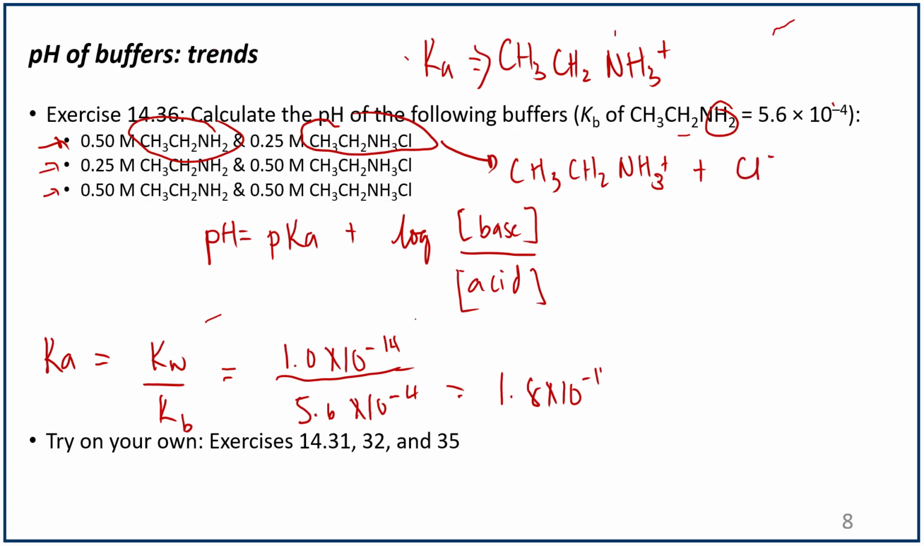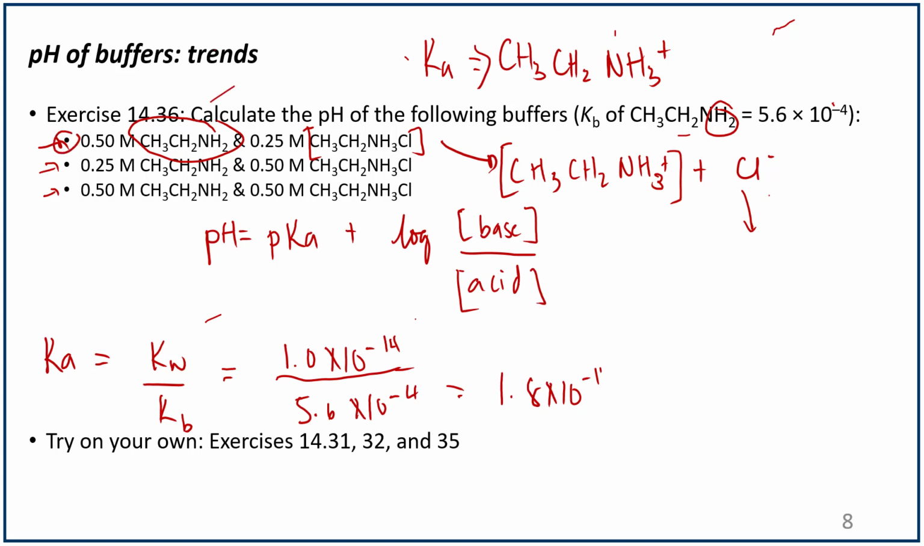Basically what this means is the concentration of ethyl ammonium chloride should be equal to the concentration of ethyl ammonium ion. Now again, chloride being the anion of a very strong acid, does not have any basic or acidic properties. So the only acidic part of ethyl ammonium chloride is the ethyl ammonium ion.